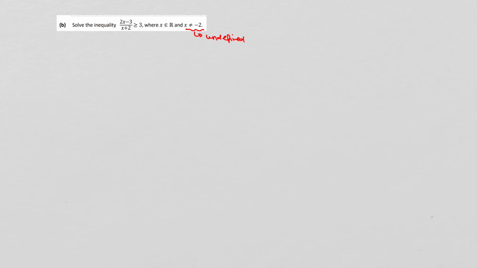So to overcome this problem, what we're going to do is multiply both sides across by x plus 2 squared, because that is definitely positive, and therefore it will not change the inequality sign. So on the left-hand side there, x plus 2 will go into x plus 2 squared. So that's 2x minus 3 times x plus 2.